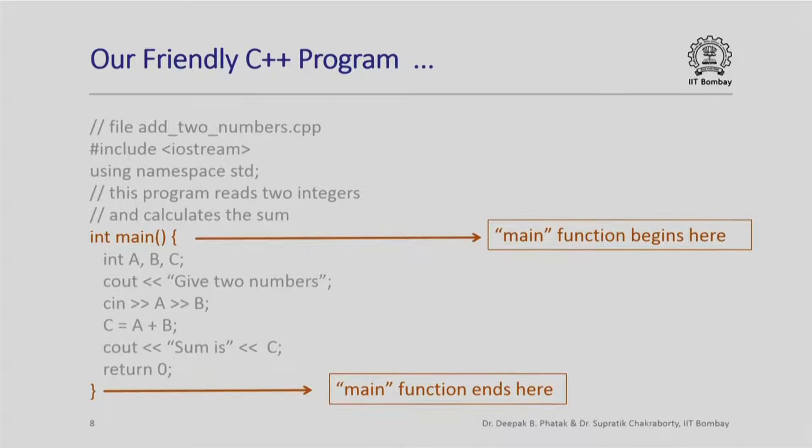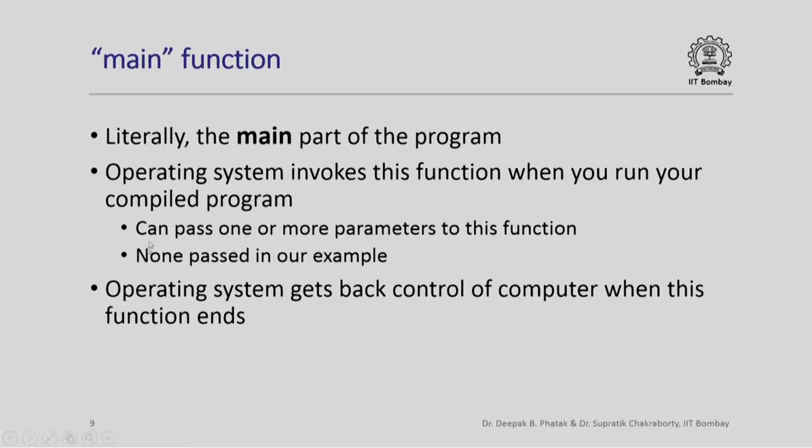Now here is our friendly program again, and in this program I have highlighted in red int main, open brace and close brace. So this is really the main function of the program. The main function begins here at the open brace following int main, and it ends here at the corresponding matching closing brace. Now what is the main function? This is really the main part of the program. The operating system is going to invoke this function when the compiled program is run.